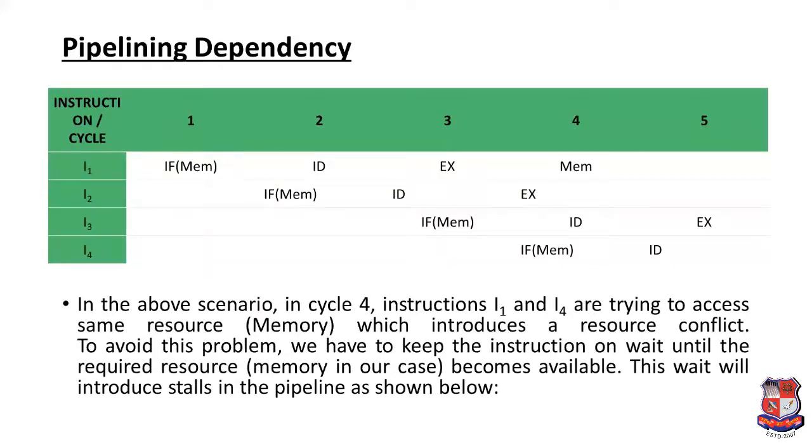In this diagram, in cycle 4, instructions I1 and I4 are trying to access the same resource, that is memory, which introduces a resource conflict. To avoid this problem, we have to keep the instruction waiting until the required resource becomes available. This wait will introduce a stall in the pipeline as shown below.